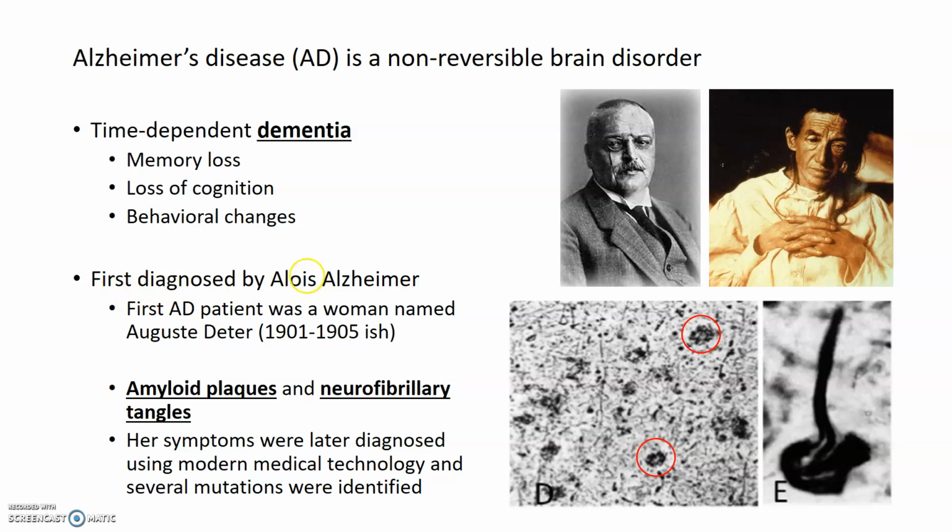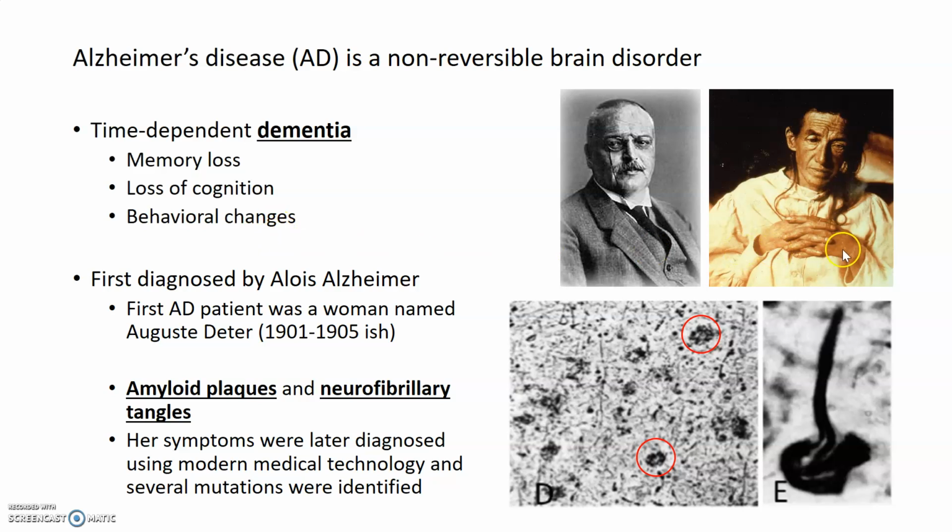And Alzheimer's disease was first diagnosed by Alzheimer, a German physician, and the first Alzheimer's patient was this woman here, August Dieter, and Alzheimer made his diagnosis of August Dieter in the early 1900s. And what he noticed was not just a typical type of memory loss, but a complete loss of cognition, and it was these behavioral changes that were really so interesting to him.